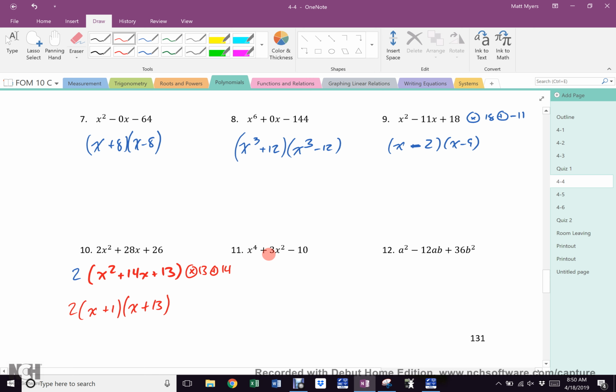What's weird here? It's an x squared situation, right? Because that's x to the 4th. So I still got to multiply to negative 10 and add to 3. What is it? Yeah, it's 5 and minus 2. So it's x squared plus 5, x squared minus 2. Now, would this be okay? Yeah. That would be okay, right?